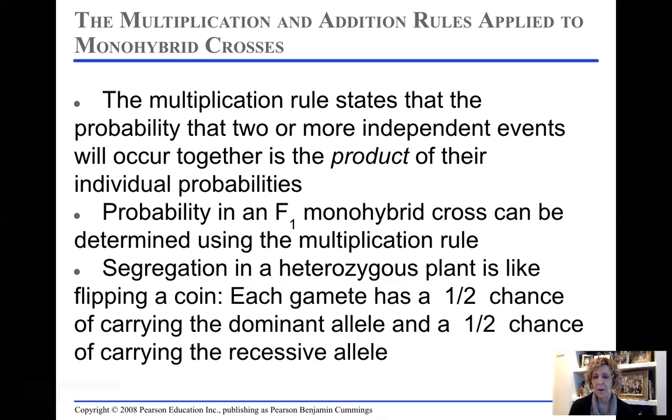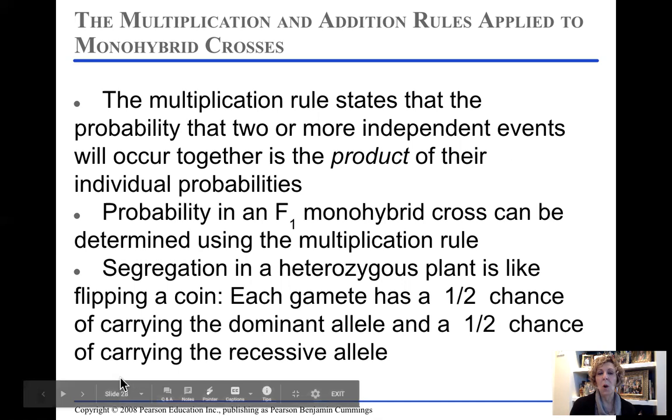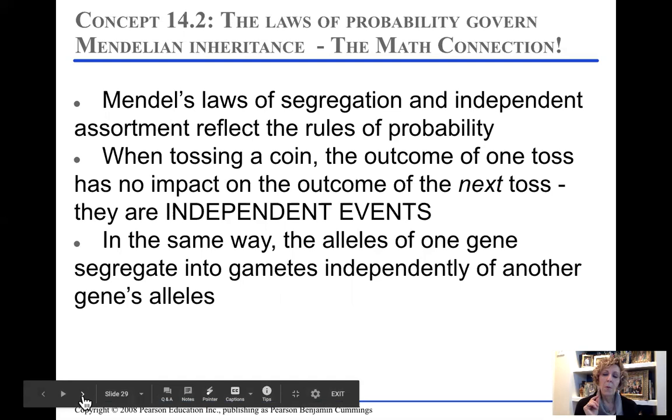So for example, if you want to know if a segregation of a heterozygous plant is going to be a dominant or a recessive allele that gets to the offspring, each gamete has a half a chance of getting the dominant versus a half a chance of getting the recessive. And so if you want to know what the chances are of getting both of those, you would multiply those 2 chances together. So the outcome of 1 segregation does not impact the outcome of the other. Just like if I flip a heads with a coin, it does not affect the outcome of my next flip. I'm still going to have a 50-50 chance.